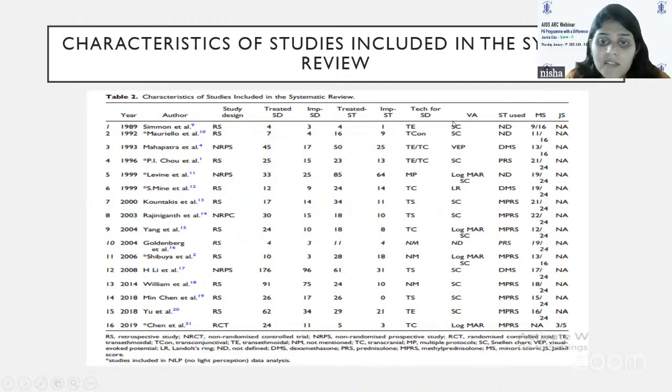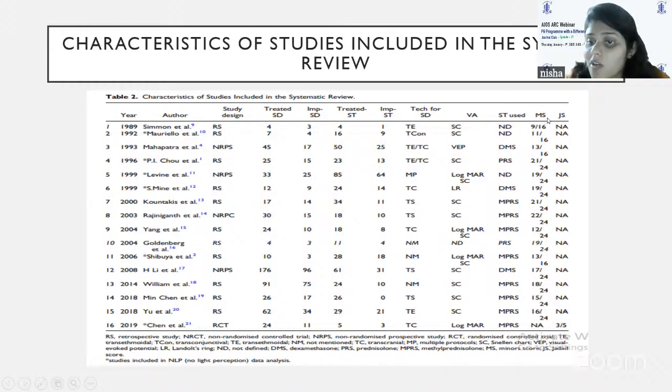So now here we can see that the visual acuity in different papers was analyzed with different techniques. So in some papers they had used Snellen's chart, whereas in some they had used VEP, especially when the patients were unconscious. That was their way of checking the visual acuity. And then some of them had adhered to logMAR. And in some of them, it was not specified how the visual acuity was checked. And this ST used basically indicates what kind of steroid therapy was given. So DMS stands for dexamethasone, and then some of the articles included prednisolone, and some of them had given IVMP, that is IV methylprednisolone.